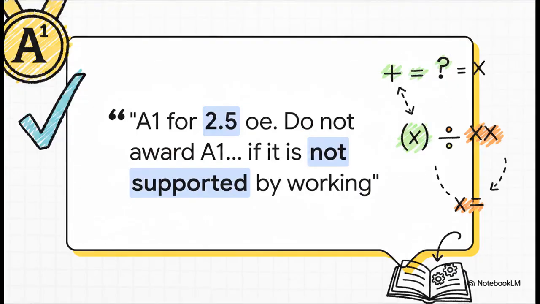For that final step, our blueprint confirms it. We get an A1, or accuracy mark, for the answer 2.5. But look at that note. It's really important. You only get the mark if all your working is there. You can't just guess. And with that, we have officially collected all 5 marks.